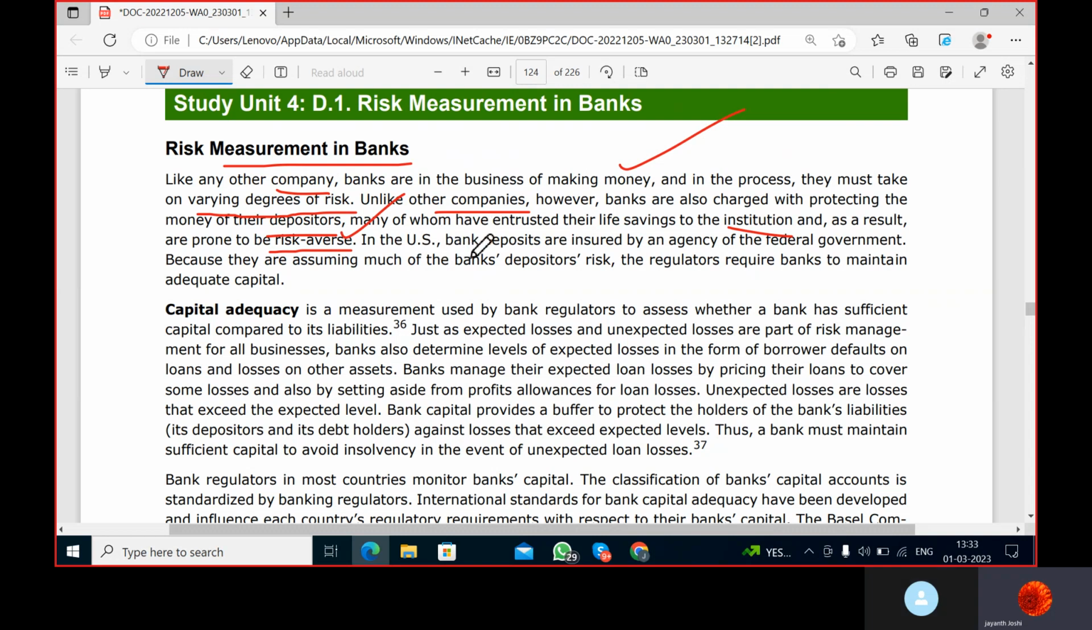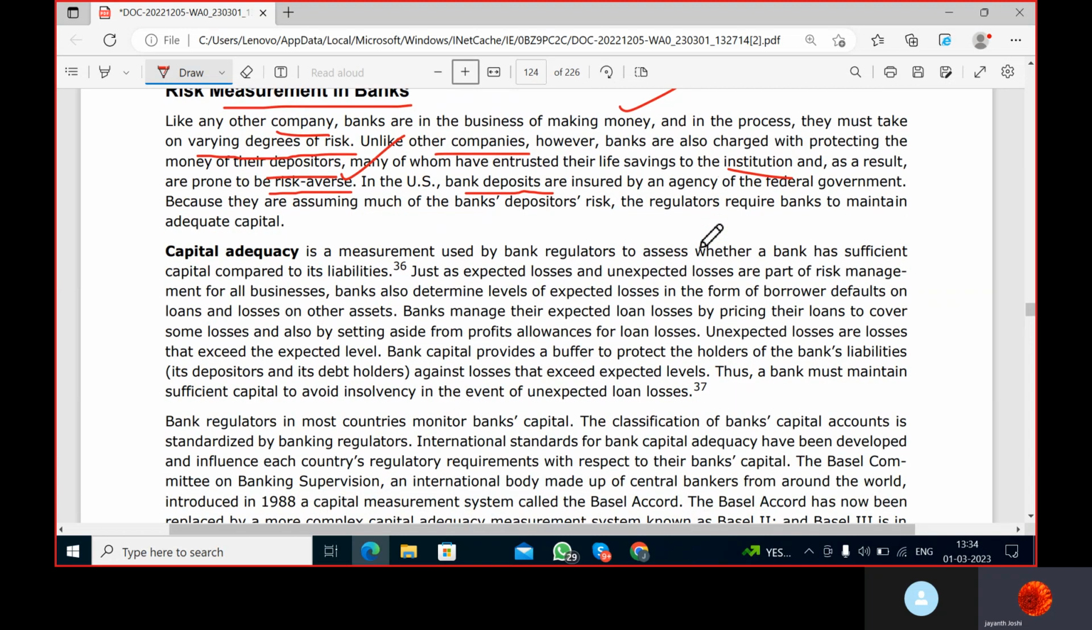In the US, bank deposits are insured. You know, in the US the deposits are insured. If there is a default from the bank or the bank is not paying the money to you, the insurance company has to make the payments to you. So they are not scared of the bank running away with money, or any scam or fraud happening so that they lose their money. It's unlike in India.